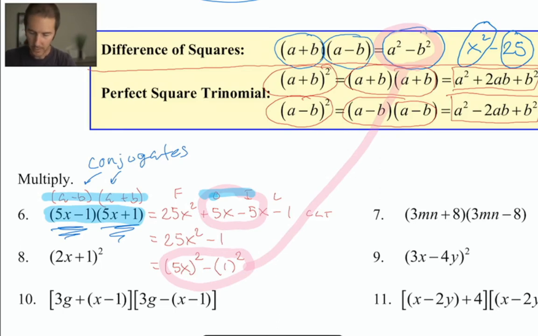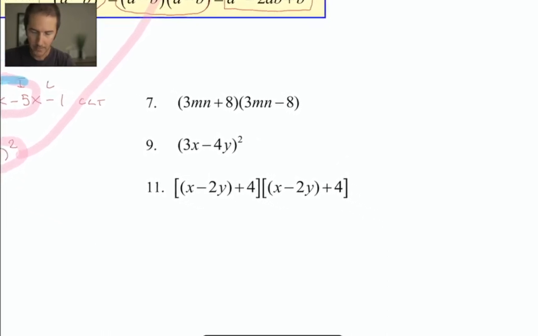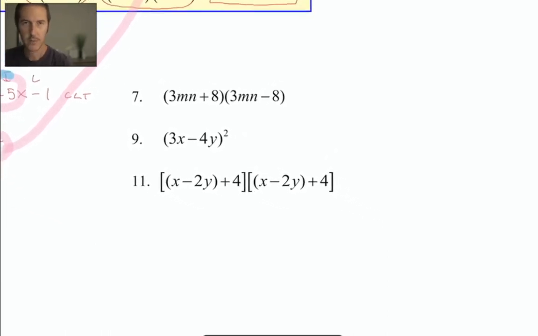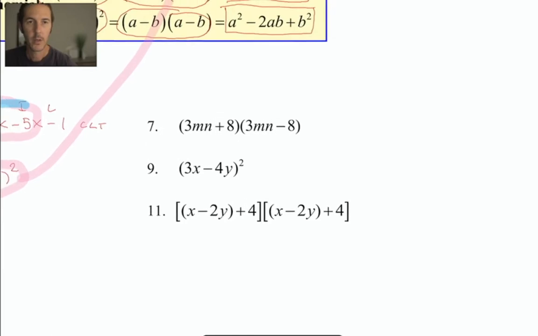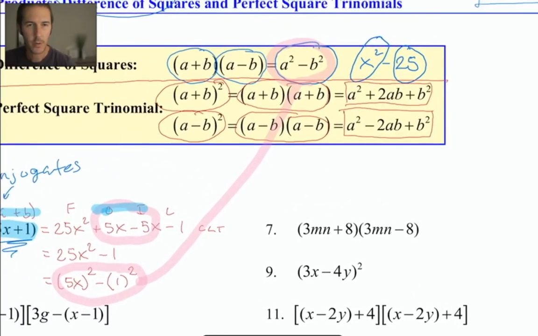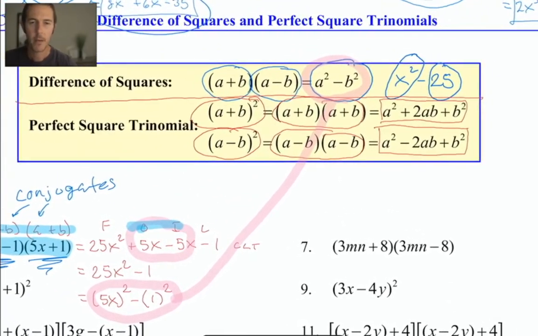I've made a mess of this page. Let's come over here and look at number 9. Here we're taking something in parentheses and we're squaring it. And I'm just going back over here to look at this. Is the number, let's say 49, a perfect square? I think you'd say yes. And then I would say, why? Why would you say that that's a perfect square? And you'd say, well, it's 7 squared.